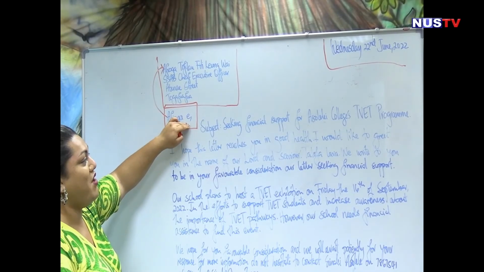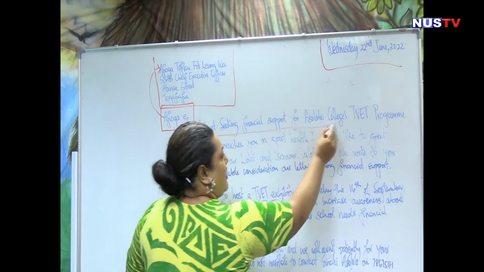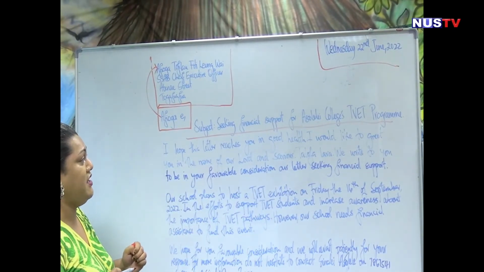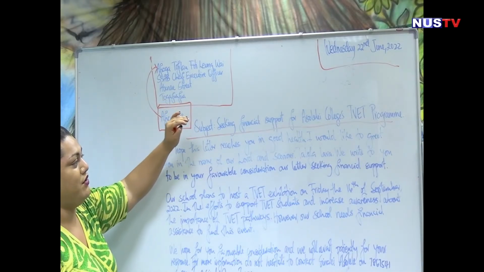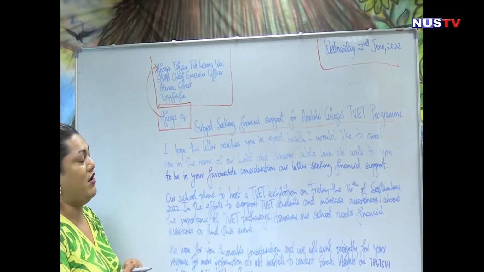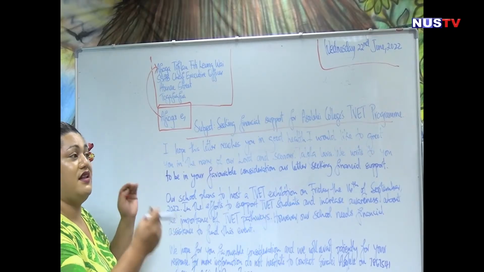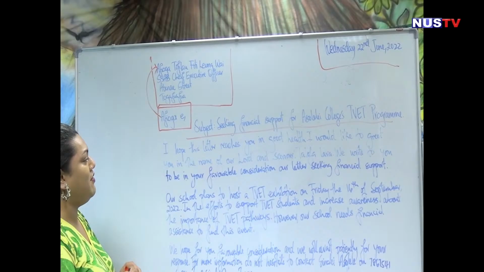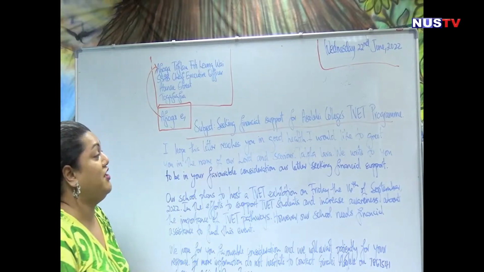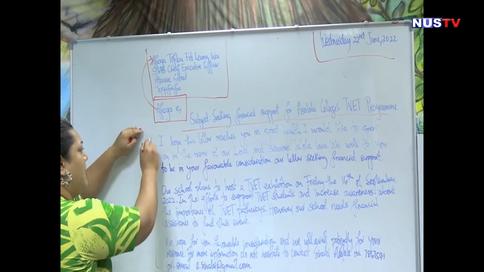Below the salutation you have the subject line. So this is your subject line. According to the scenario that we talked about today in your activity, you are seeking financial support for Asolele College TVET program. Always remember, like I said in our lesson today, that your subject should be less than 10 words. So if you count the words, 1, 2, 3, 4, 5, 6, 7, 8 words in your subject line. Good. And then you have the body of your letter.